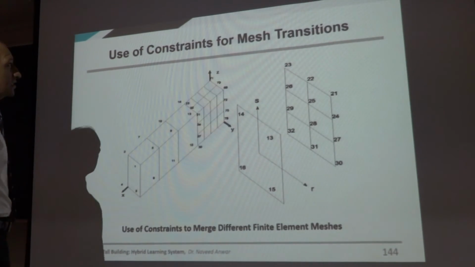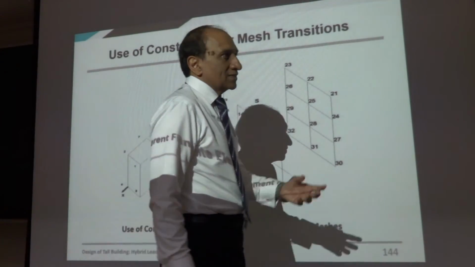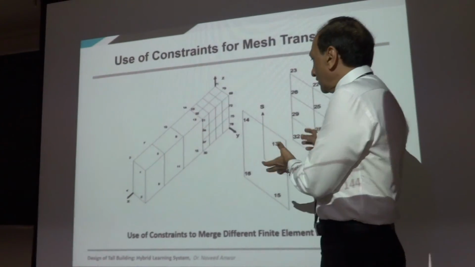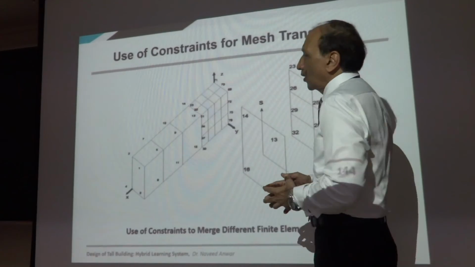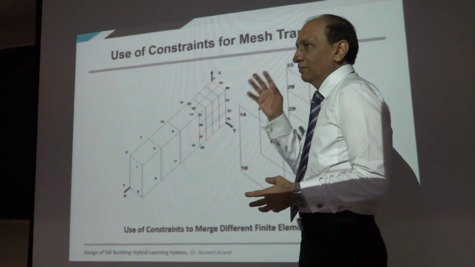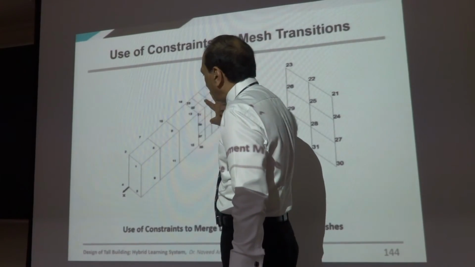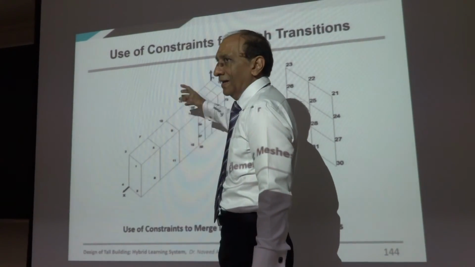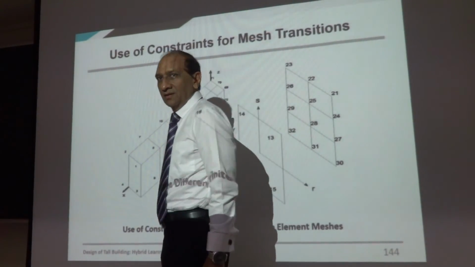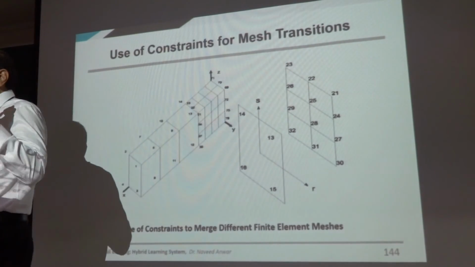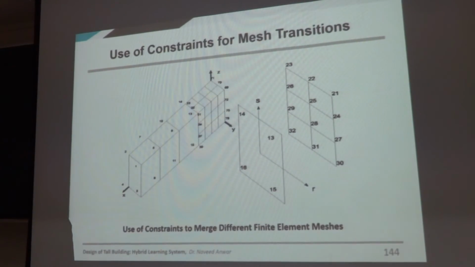Use of constraints for mesh transitions. This is very important and a very difficult problem that has now been solved. The problem is like this. Let's say I want to model a beam, and I'm going to model it by solid elements. I don't want to model the beam by line element. I don't want to model the beam as a membrane element. I want to model the beam as solid element because it's a concrete beam.